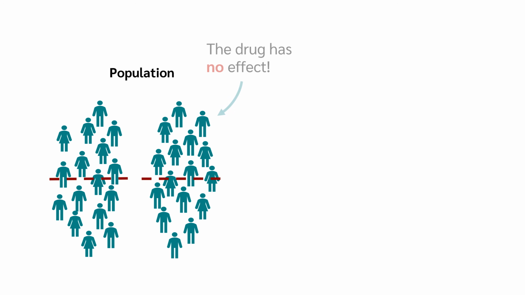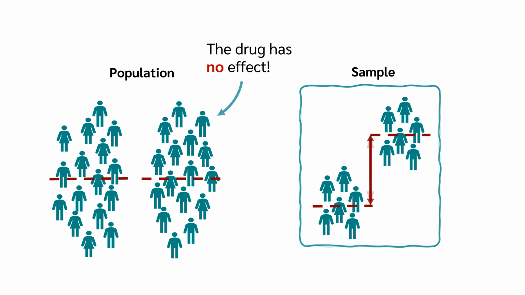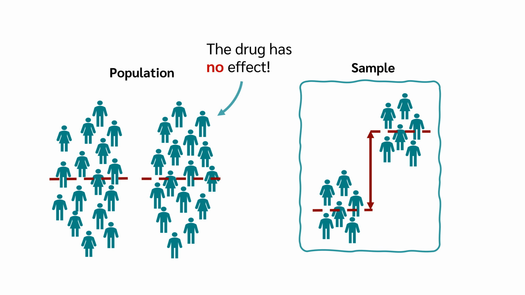First, we assume that the drug has no effect in the population. We therefore assume that in general, people who take the drug and people who don't take the drug have the same blood pressure on average. If we now take a random sample and it turns out that the drug has a large effect in the sample, then we can ask how likely it is to draw such a sample or one that deviates even more if the drug actually has no effect.